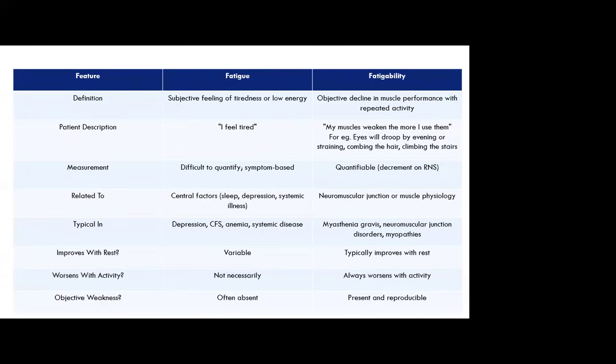However, fatigability might show some decremental response on RNS. Fatigue is related to central factors like sleep, depression, and systemic illness, whereas fatigability might have a neuromuscular junction or muscle physiology basis. Fatigue is typically seen in depression, chronic fatigue syndrome, anemia, and systemic illness, whereas fatigability is seen in myasthenia gravis, other neuromuscular disorders, and myopathies.